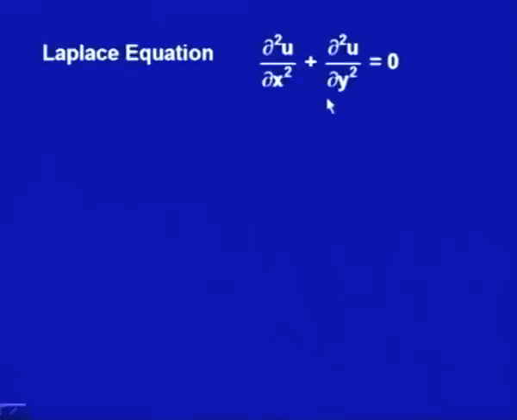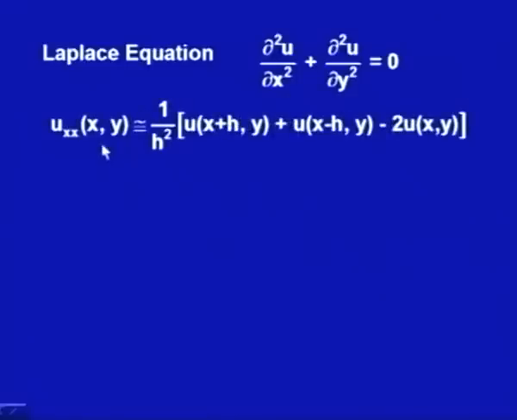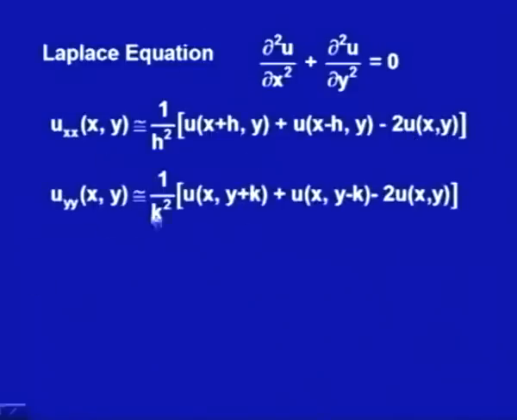So, Laplace equation is del 2 u over del x 2 plus del 2 u over del y 2, that is, it is u_xx plus u_yy. Now, change it to the difference quotients. u_xx is 1 upon h square times u(x+h, y) plus u(x-h, y) minus 2u(x, y). u_yy is 1 upon k square times u(x, y+k) plus u(x, y-k) minus 2u(x, y).